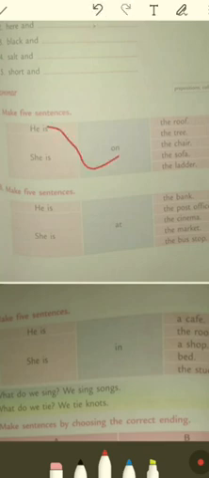He is on the roof, you can say. She is on the chair. He is on the tree. So many you can make. Do it on your own.